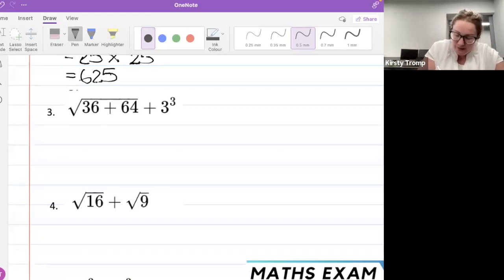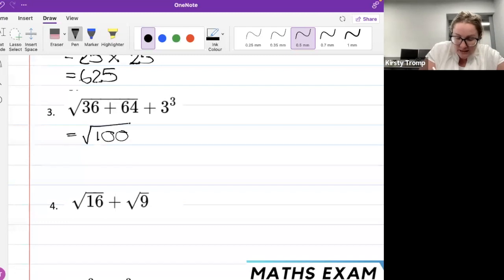So I'm going to have, keeping my square root sign where it is, because there's a bracket underneath there, 36 plus 64 is going to give me 100. How did I get 100? I would have gone and done a soldier sum to add that up, but 100. Plus, and I've got 3 to the power of 3.